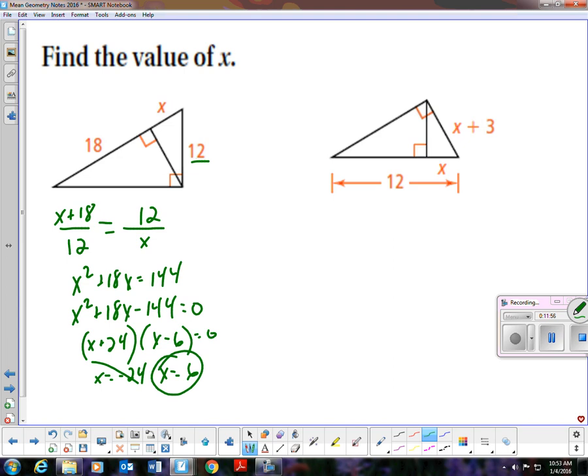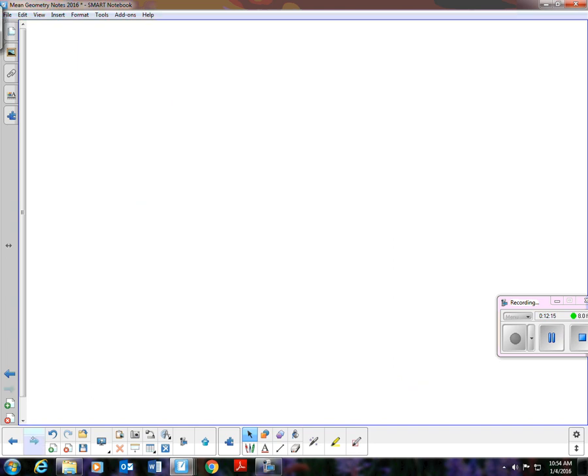All right, so you try the next one. See how you do. Pause the video and see what you get. All right, when you're working this one, you should get the answer x is equal to 3. And by the way, it is a quadratic, and you do have to factor it. And that is the end of our lesson.